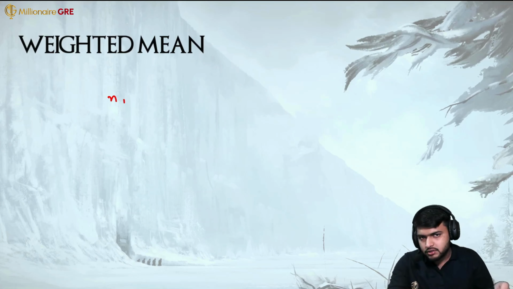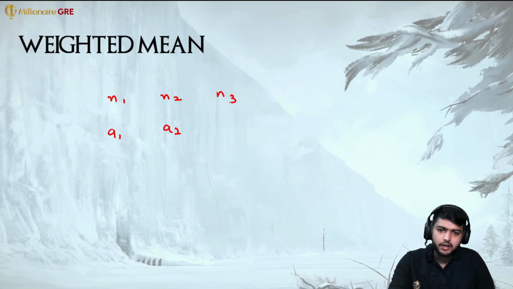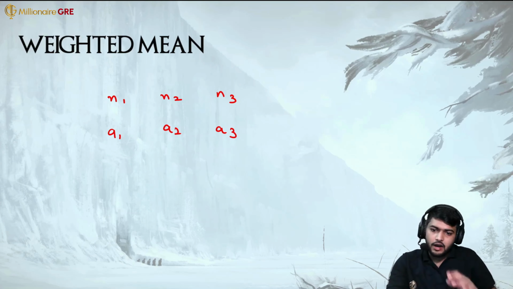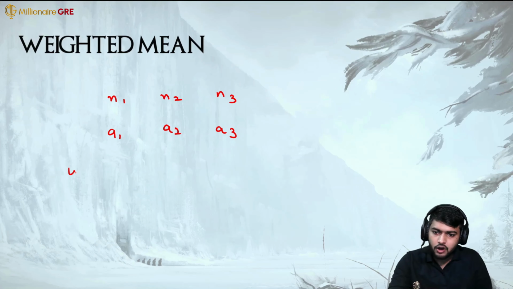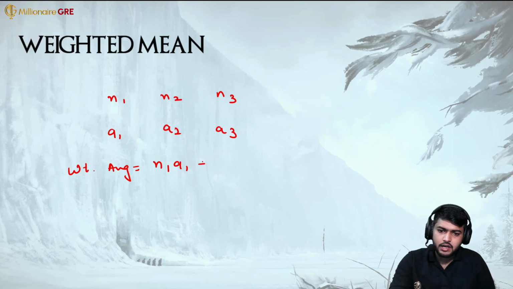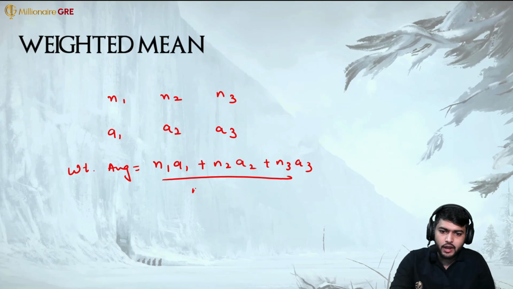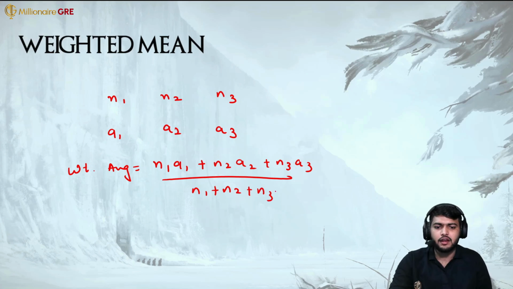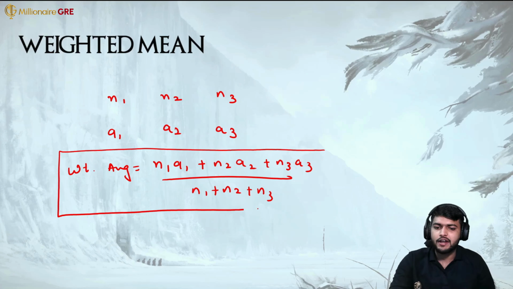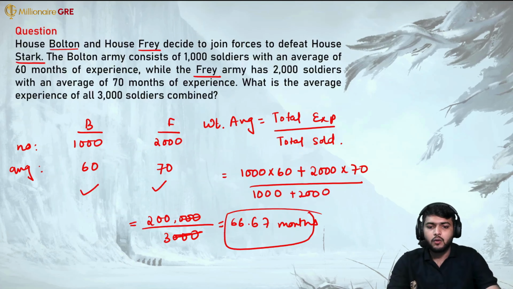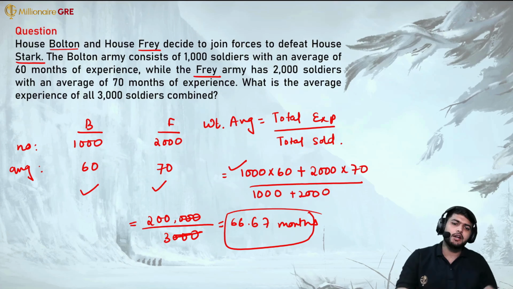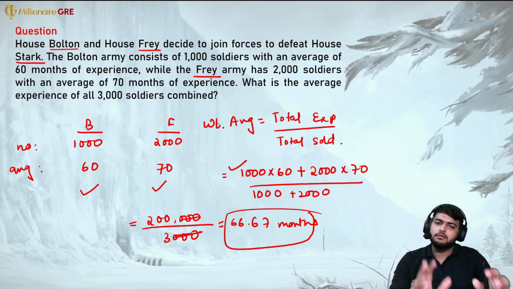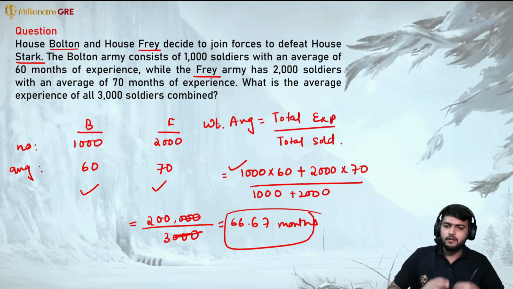If there are n1 terms whose average is a1, n2 terms whose average is a2, and n3 terms whose average is a3, what will be the overall average or weighted average? Weighted average is simply (n1a1 + n2a2 + n3a3) upon (n1 + n2 + n3). This is the formula to find weighted average. And this is exactly what we did here: (n1a1 + n2a2) upon (n1 + n2). If the terms are divided into groups, average is called weighted average.